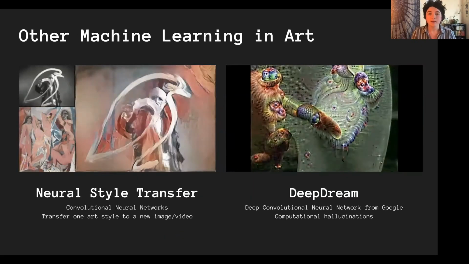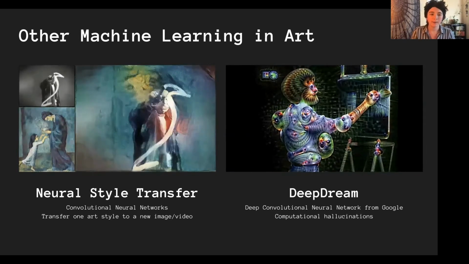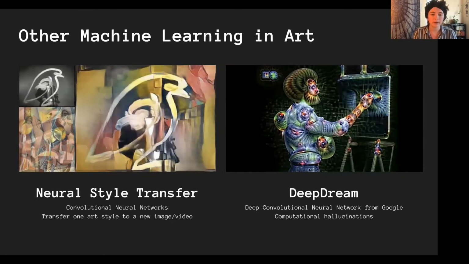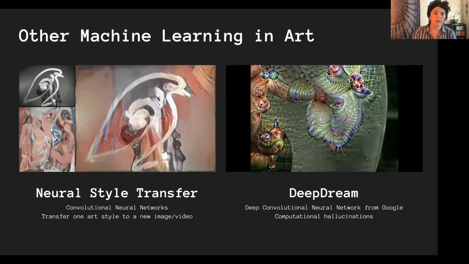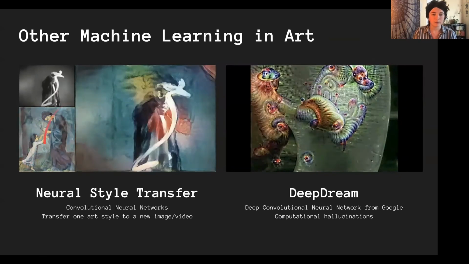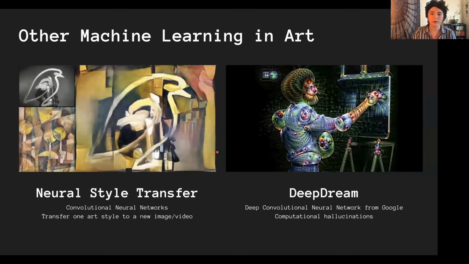So beyond GANs, there are other applications of machine learning in art as a medium. Neural style transfer is one, which uses convolutional neural networks to transfer one art style to a new image or video. So you can see the original up here, and then some of the original artworks that are then used to create the style transfer.